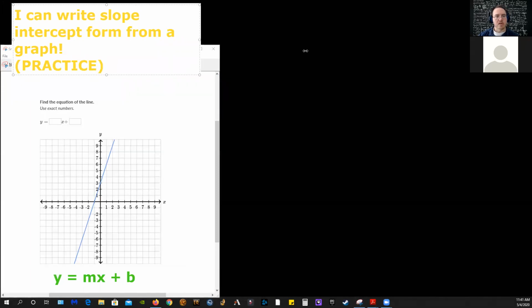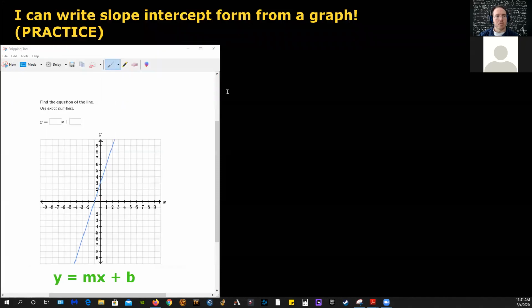We are not to the actual questions yet. Okay, so here's a picture of a graph of a linear function, and we have to write it in slope-intercept form. So there's really two things we need to discover: the slope and where it connects to the y-axis.